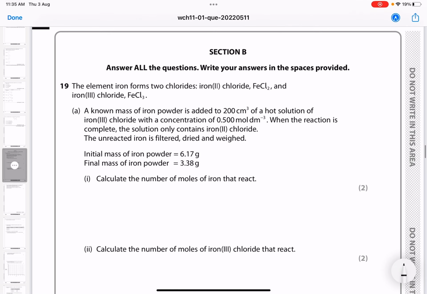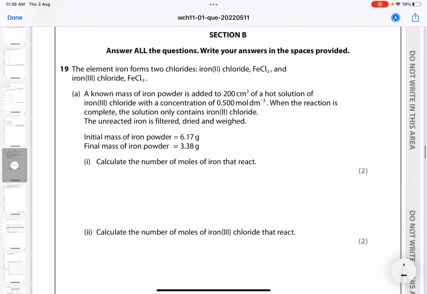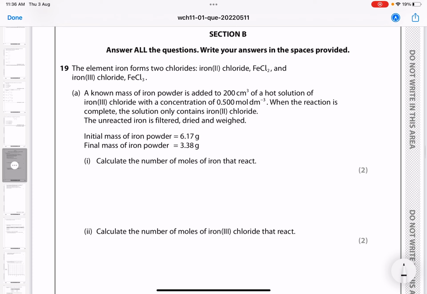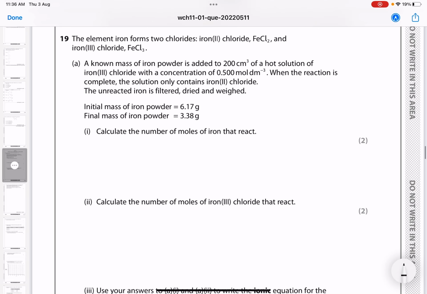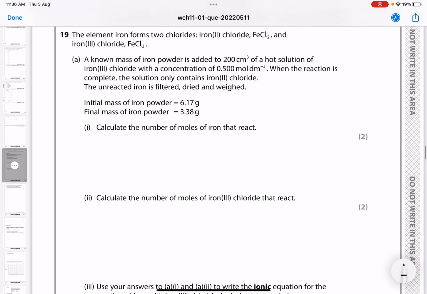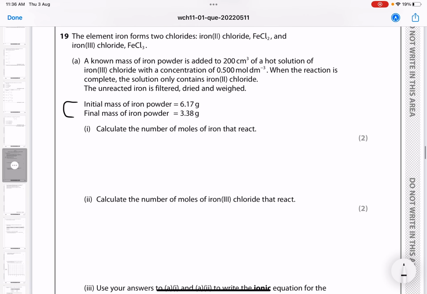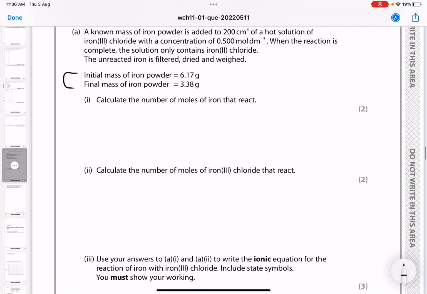The element iron forms two chlorides, iron(II) chloride and iron(III) chloride. Iron powder is added to 200 cm³ of iron(III) chloride, and the concentration is given, and at the end of the reaction the solution only contains iron(II) chloride. We have here the initial mass and the final mass of the iron powder. Part (i): calculate the number of moles of iron that react.